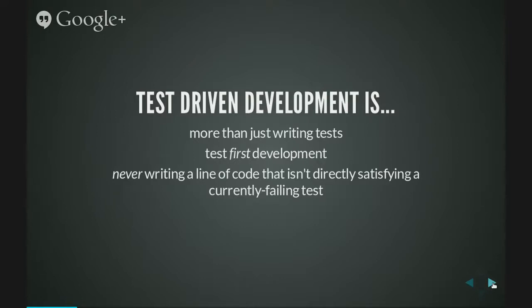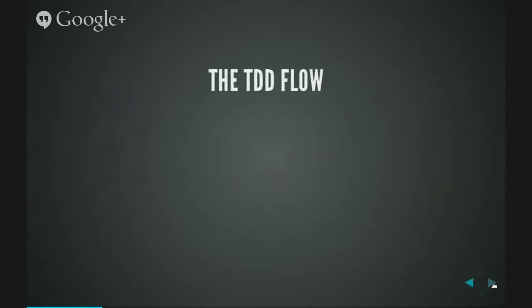All right. So another way to talk about it is to define it in terms of the flow. What's the TDD flow? Anybody know? Red, green, refactor. So let's talk about that. Red. What's red? You've got a failing test. What's next? Green. And that's where you make the test pass.